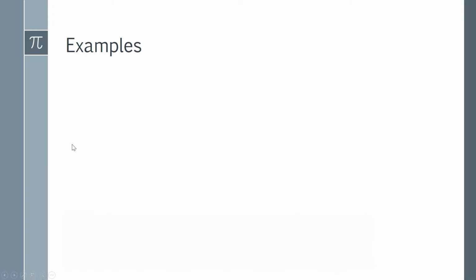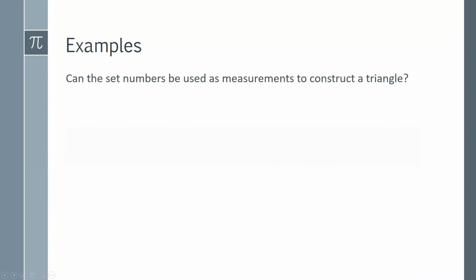Let's take a look at some examples of what we've got going on. Can the set of numbers be used as measurements to construct a triangle? This is one of the ways we're going to apply the triangle inequality theorem. I'm going to give you three numbers, like 25, 5, and 27, and the question is, could these be used to construct a triangle? So how are we going to figure this out? We're going to set up three inequalities and test to see if all three are true.